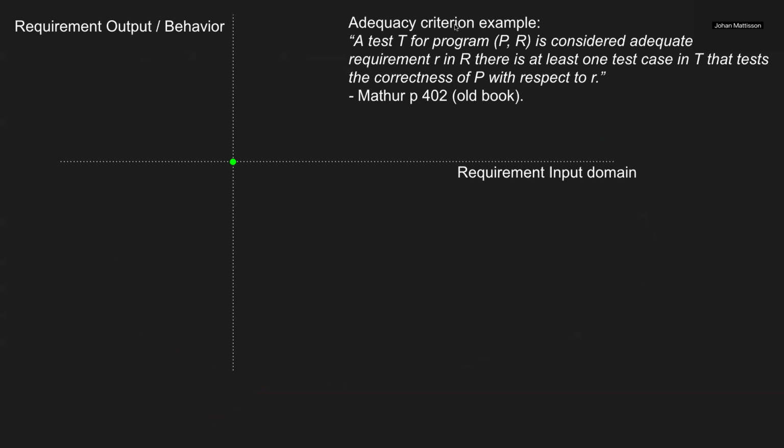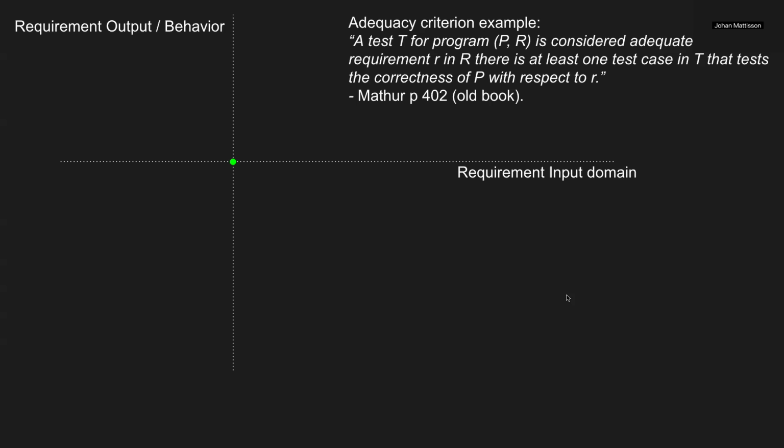Why is that? So, a very formal expression. I will not read it for you. So basically, we're back to talking about requirements again. So, requirement output behavior and requirement input domain.